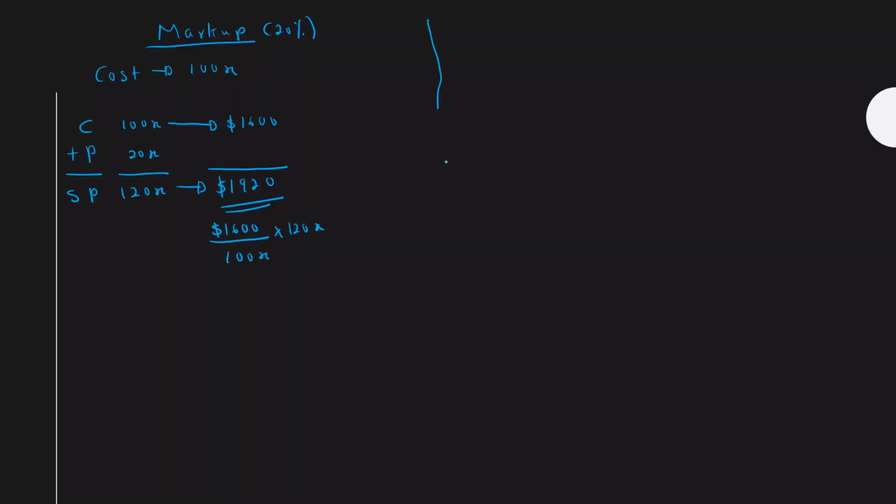Now let's see according to the margin method, what will be the selling price if the margin is 20%. So I will do it here under the margin. Under the margin method, what did I tell you? You have to assume your selling price as 100x. So don't forget it. Very important. Cost plus profit is equal to selling price. Assume your selling price as 100x.